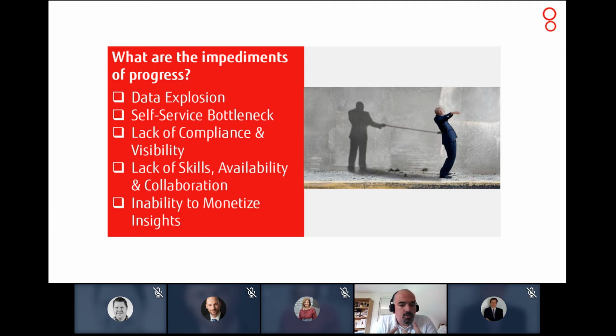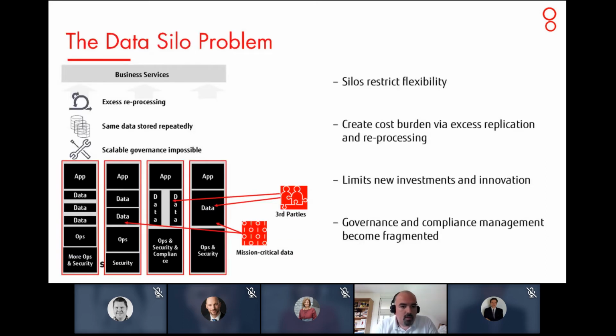If you're unable to show that it will bring value and money, you won't have the approval and you won't have the means to go there. So basically, these are the impediments that we see, and we found a way to help on those topics.